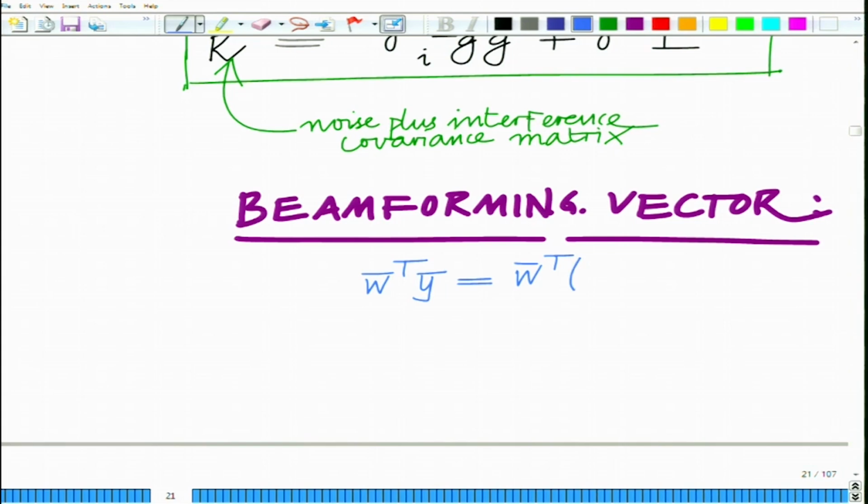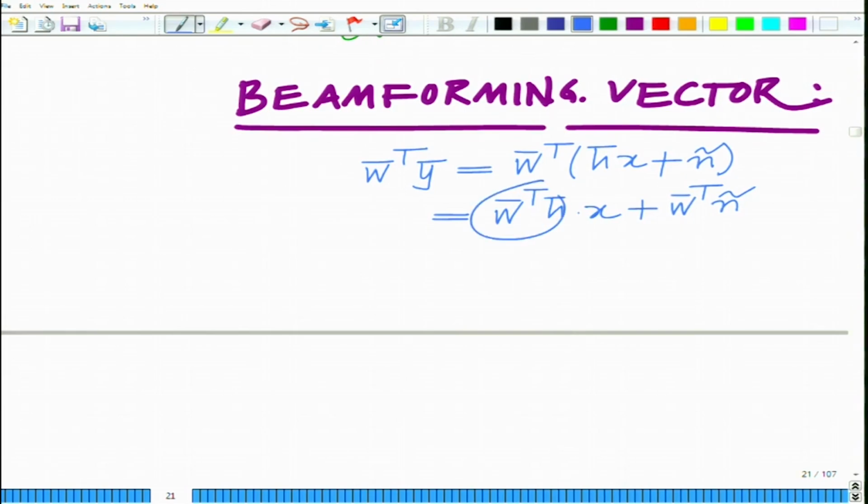W bar transpose, substituting Y bar, this is W bar transpose times H bar x plus n tilde, where n tilde is the noise plus interference. Well, again this is W bar transpose H bar x plus W bar transpose n tilde. This is the signal, the signal gain in fact, W bar transpose H bar, and this is the noise plus interference. Now, not simply the noise.